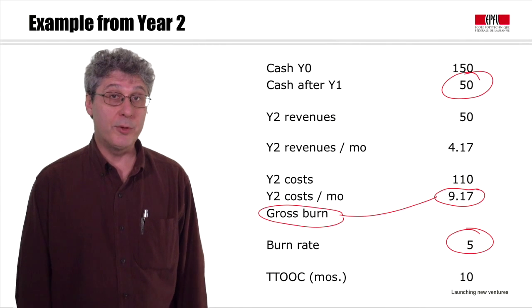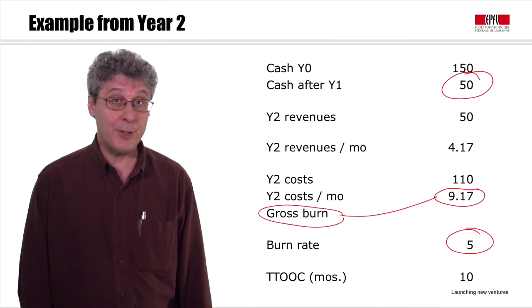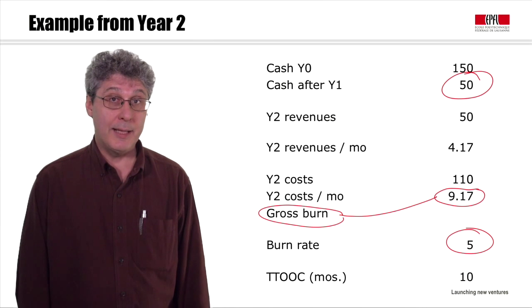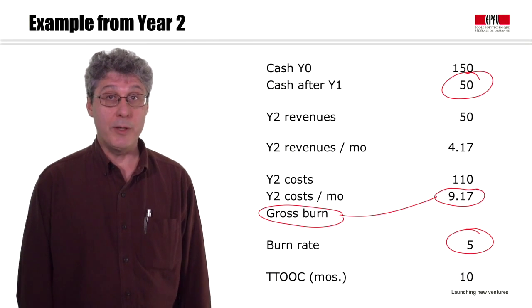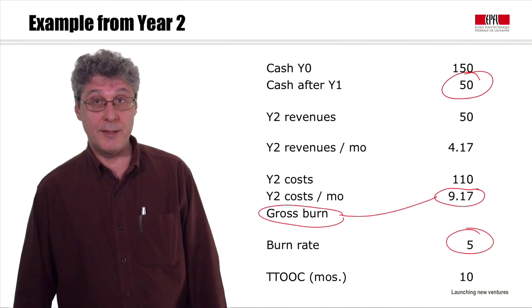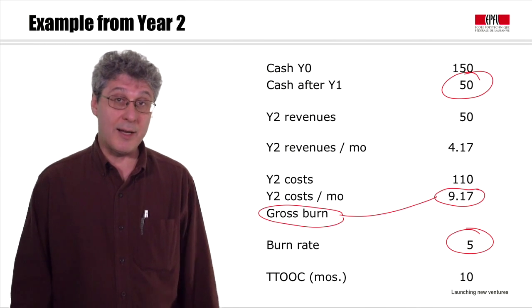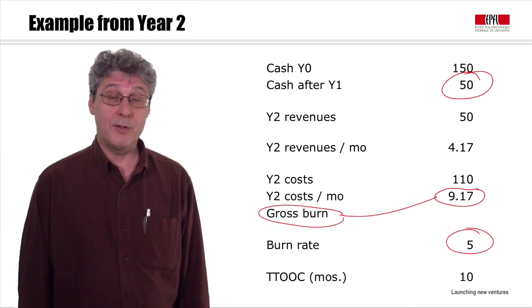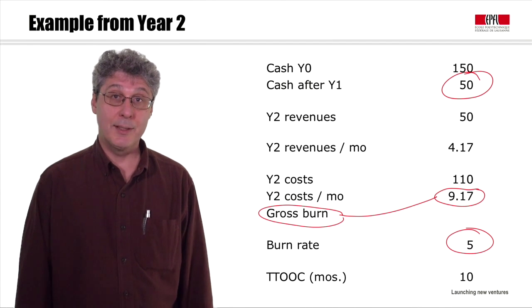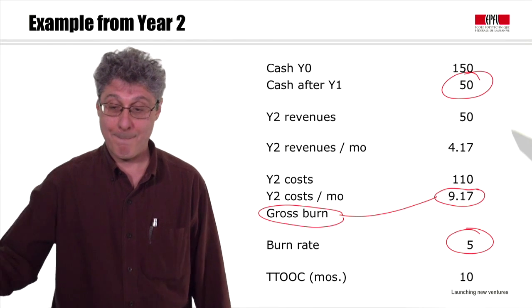And therefore, what we will do is look at how much cash we have on hand at the end of the first year, the beginning of the second year. Now we know that we have 50, and we're going to spend, on average, 5 per month, roughly. So that means we have 10 months until we run out of cash.